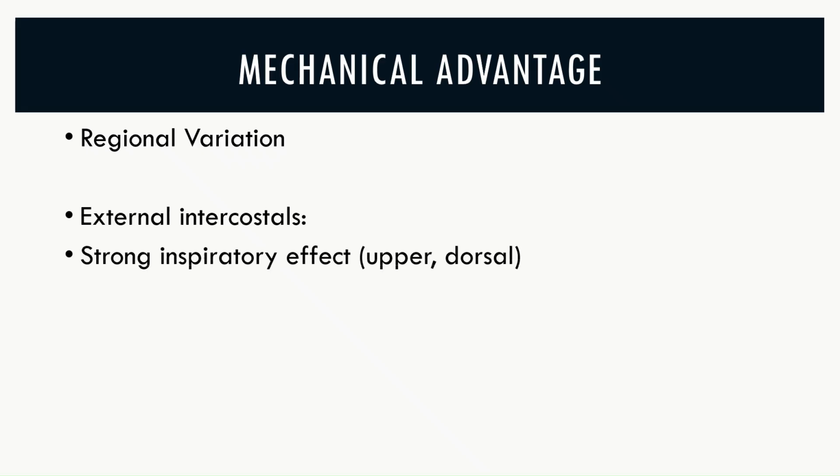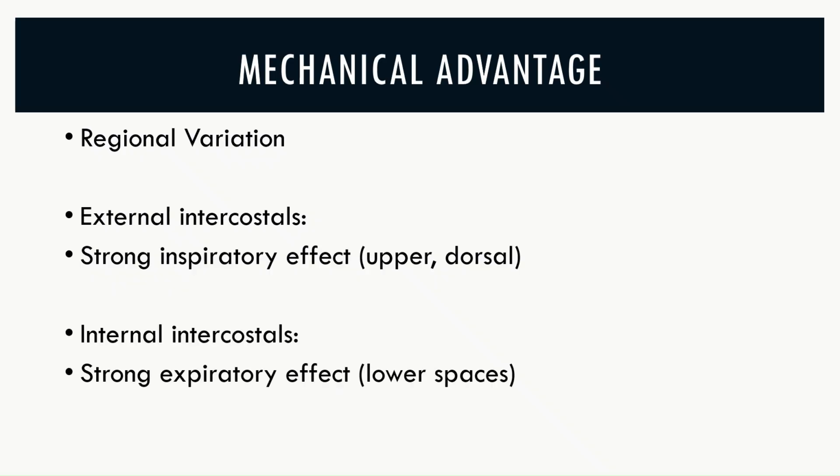Mechanical advantage of intercostal muscles. Mechanical advantage of intercostal muscles varies across the ribcage. External intercostal muscles have greater inspiratory advantage in upper and dorsal regions, while internal intercostal muscles have greater expiratory advantage in lower interspaces.